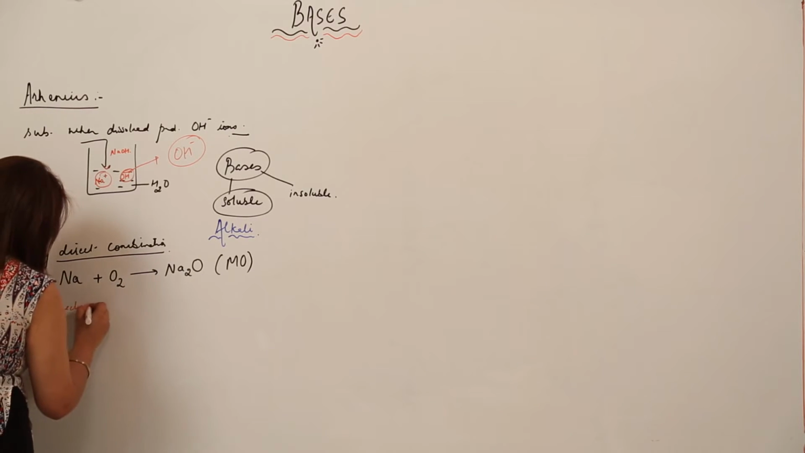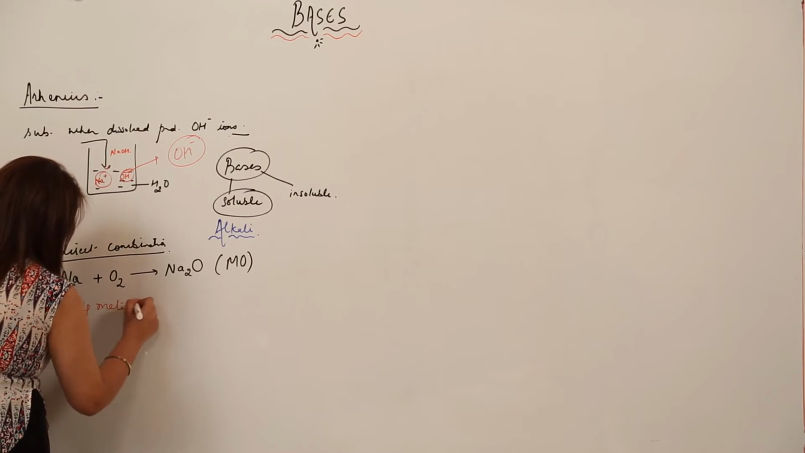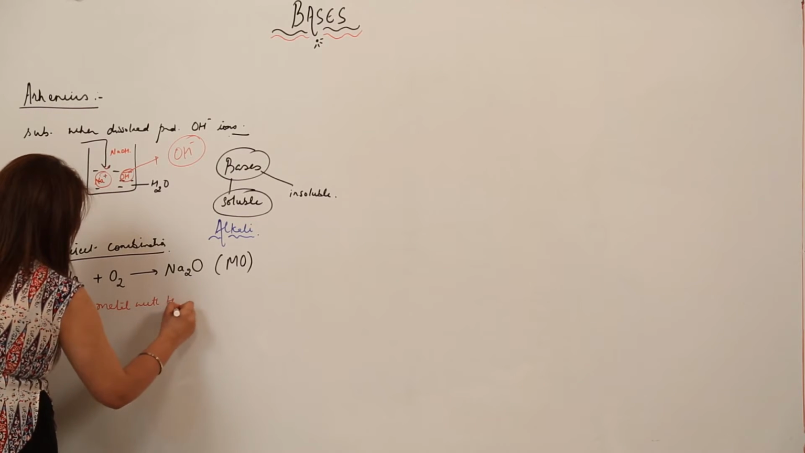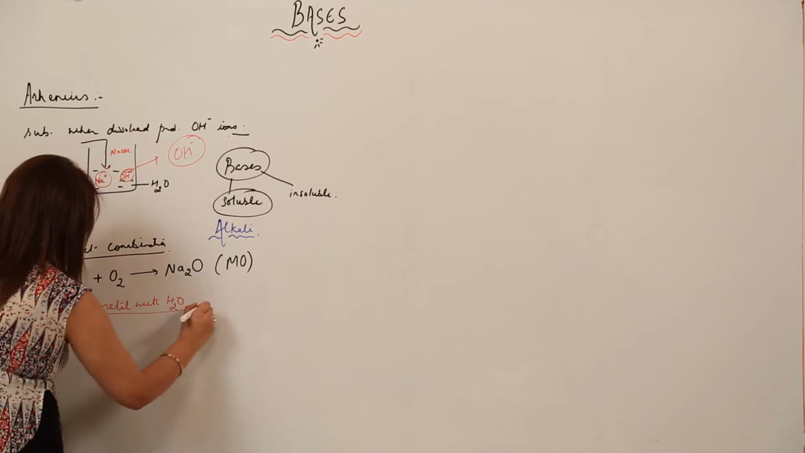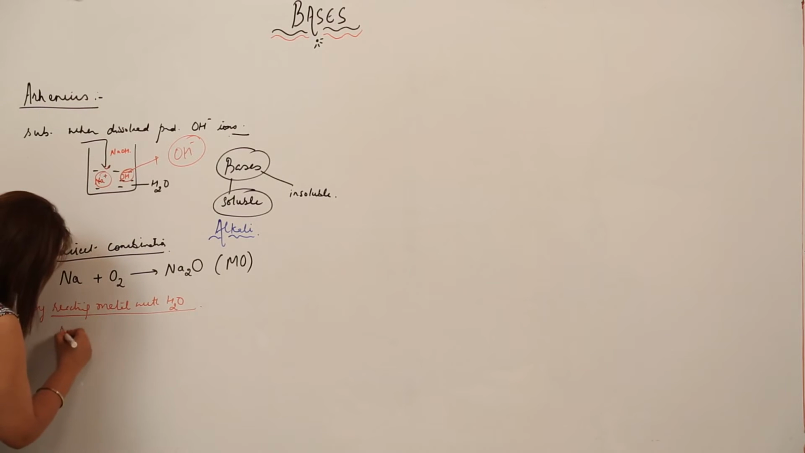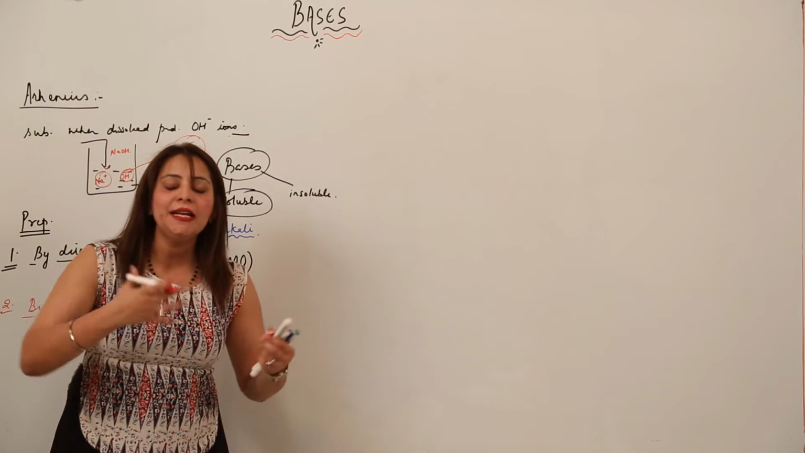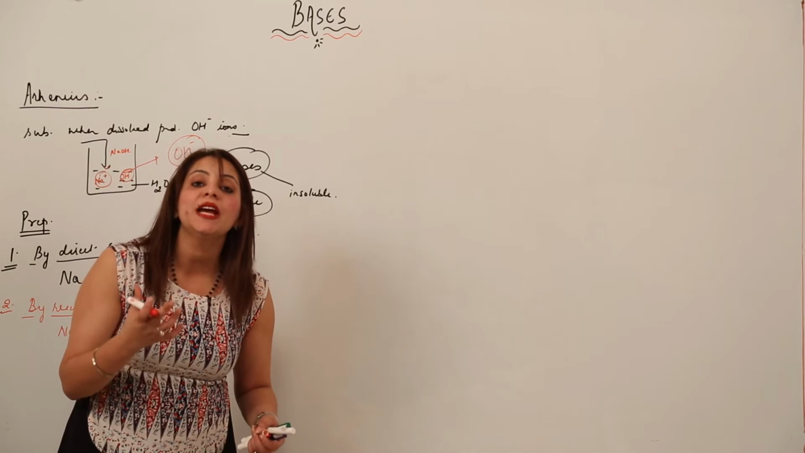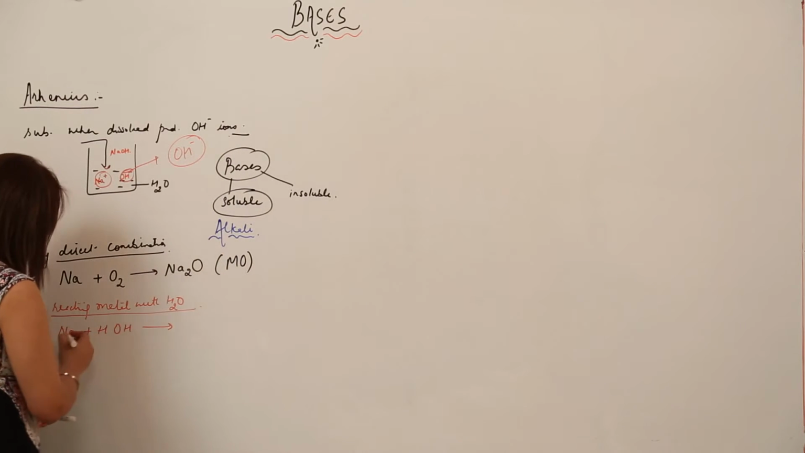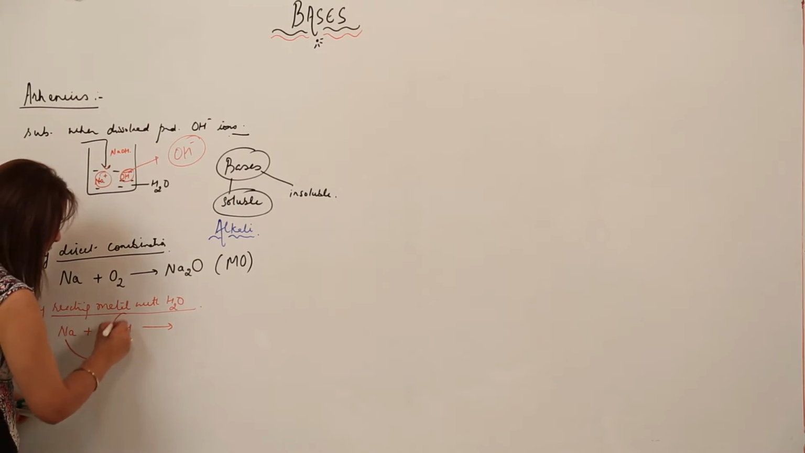is by reacting metal with water, right? Suppose I have a metal, again sodium, and I am reacting it with water. We know when a metal reacts with water, it combines with the hydroxide ion. So this is what it is doing here. Na is combining with the hydroxide ions.